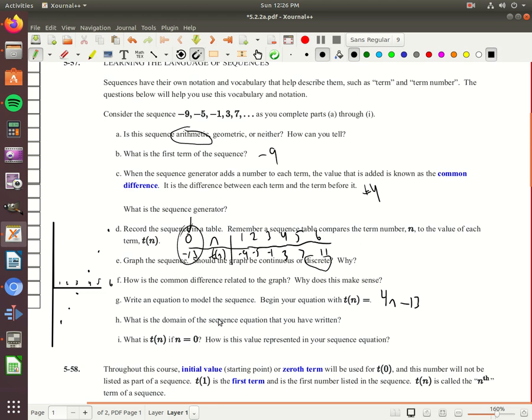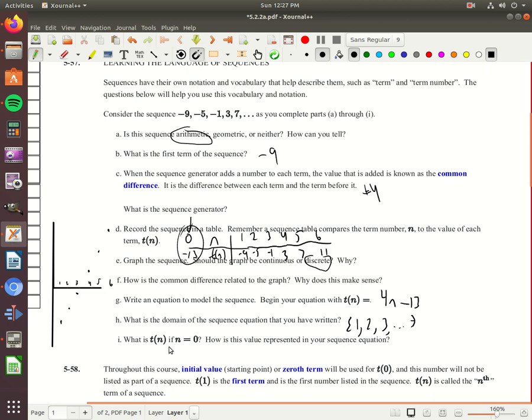So what is the domain of the sequence? Well, the domain, again, is the inputs. It's 1, 2, 3. It's what's known as the counting numbers. There's no decimals, no 0, no negatives, etc.